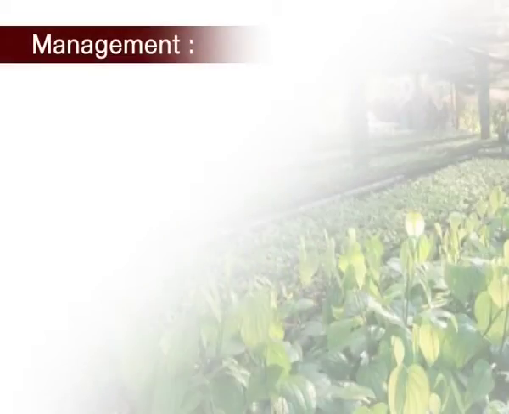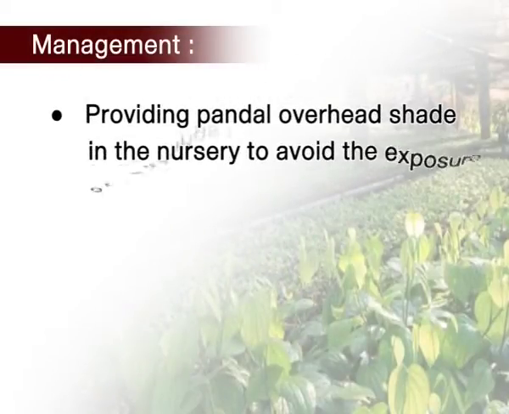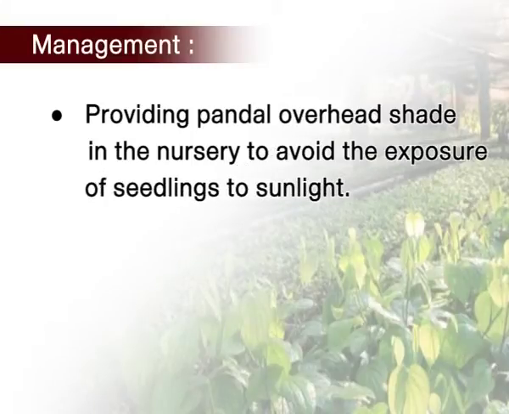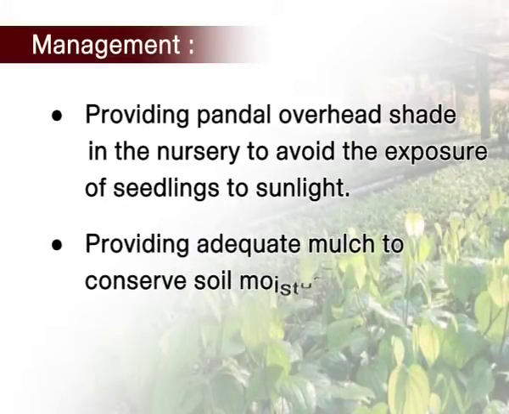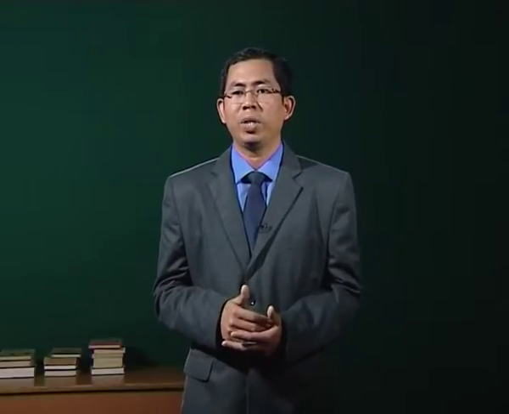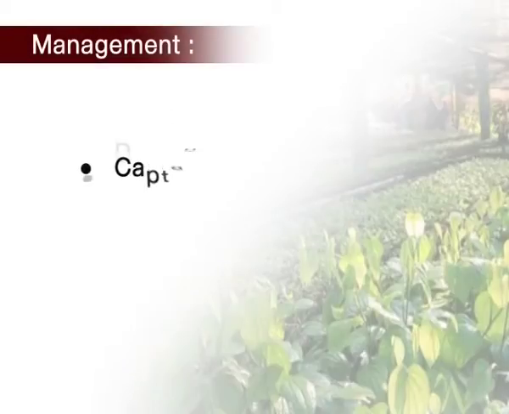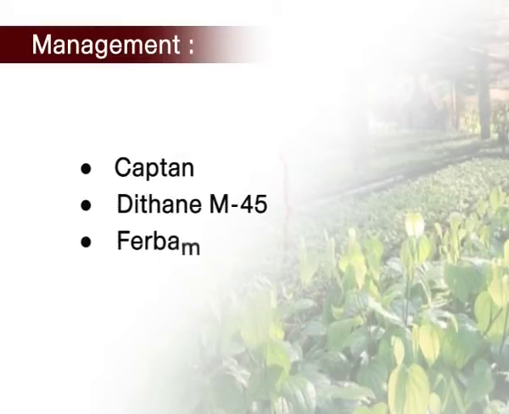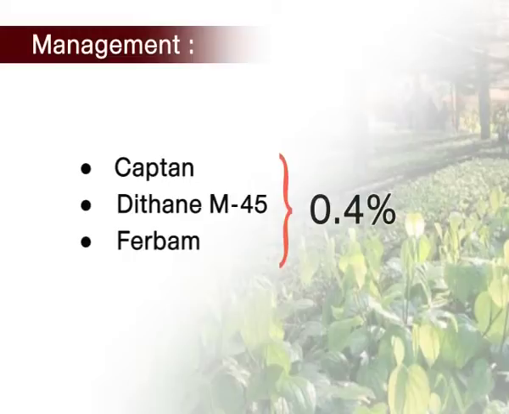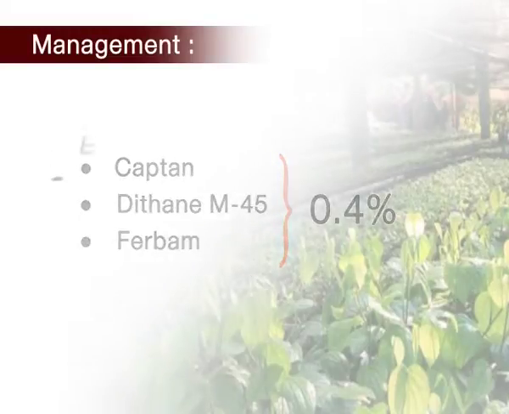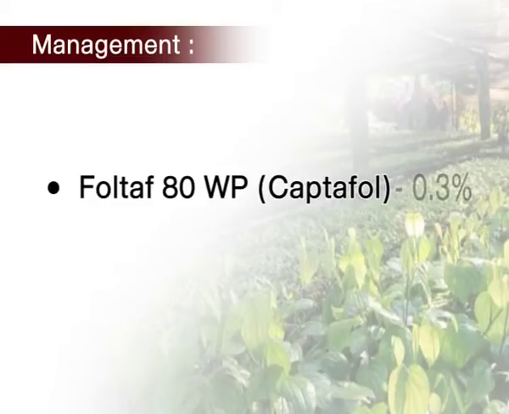The disease can be managed by providing a bamboo overhead shade in the nursery to avoid exposure of seedlings to sunlight, and providing adequate mulch to conserve soil moisture. On observing incidence, protect the plants in the nursery by spraying fungicides like Captan or Dithane M45 or Fytolan etc. at the rate of 0.4%. Or we can go for spraying Folpet 80 WP, also called Captafol. This should be sprayed once at 30 days interval.